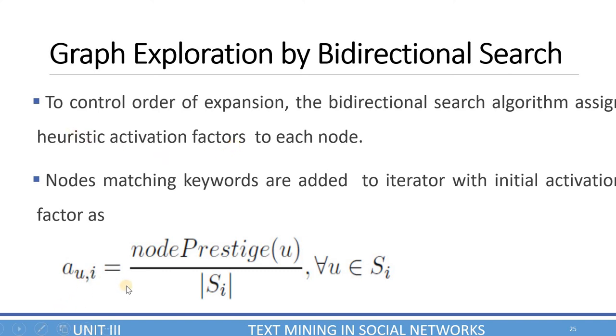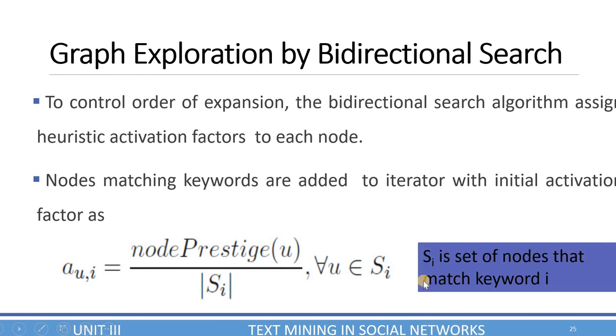How to calculate the activation factor? It is calculated for node U as the node prestige of U, which is defined at the initial step or the first iteration, divided by the size of S_i, for all U belonging to S_i, where S_i is the set of nodes that match the keyword i.